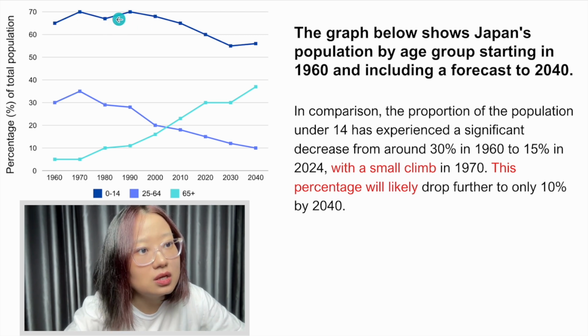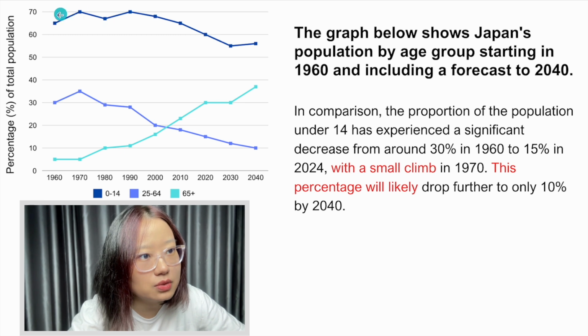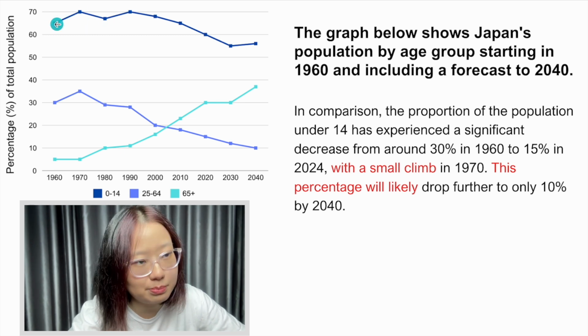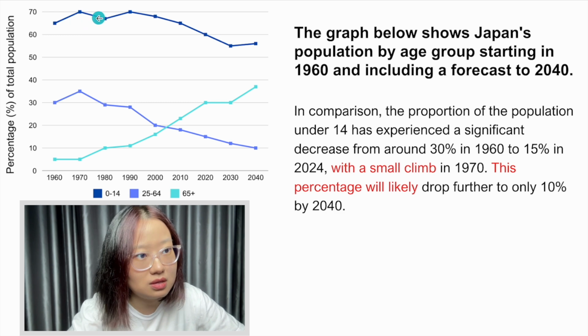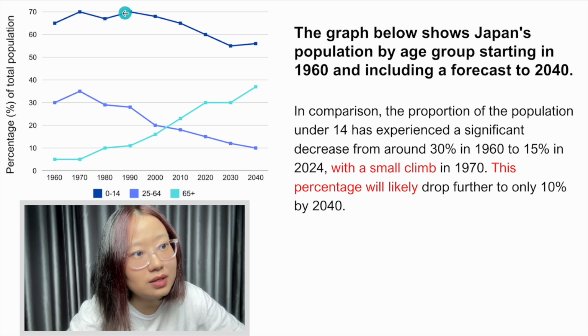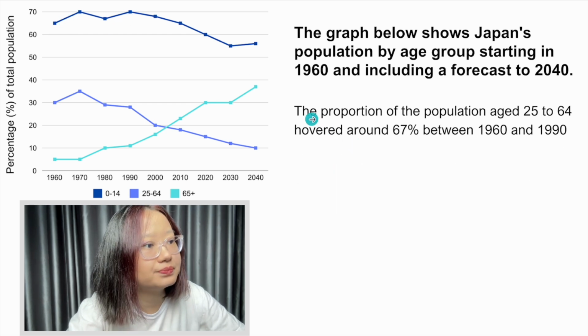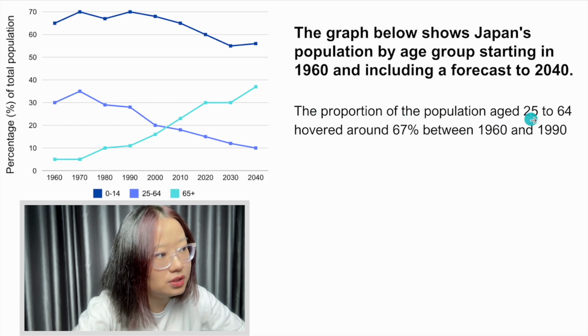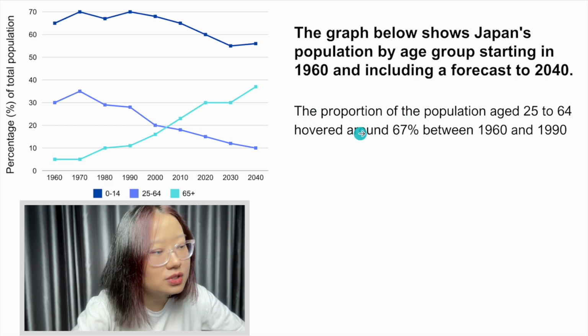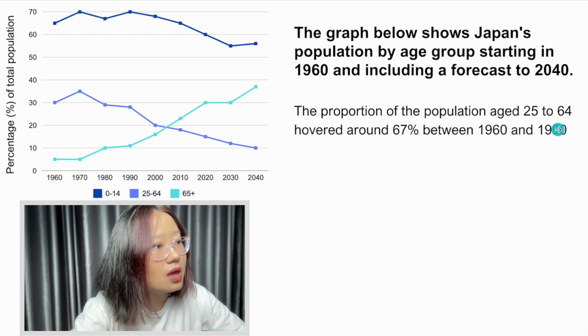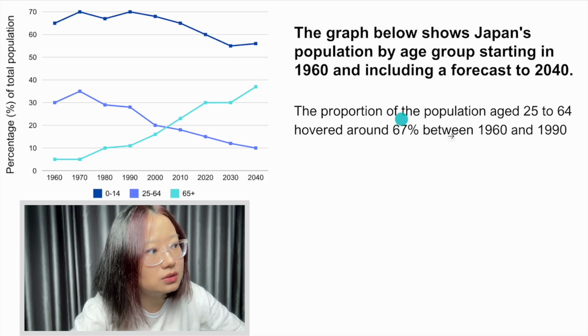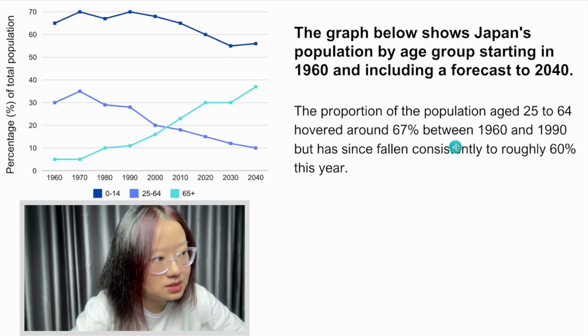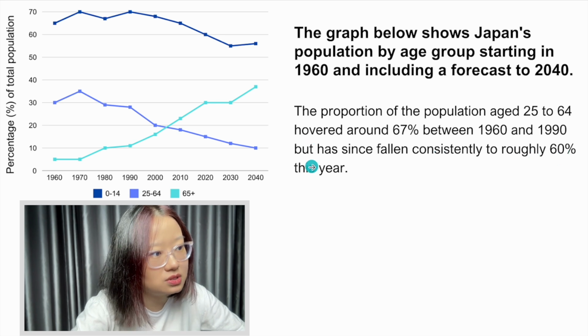Finally, this category. So for the trends during this period, of course, we are not going to say the percentage first increases and then decreases and then increases again, right? We can simply say the percentage fluctuates slightly or the percentage hovers, right? The proportion of the population aged 25 to 64 hovered around 67% between 1960 and 1990. And then we can add the downward trend, but has since fallen consistently to roughly 60% this year.